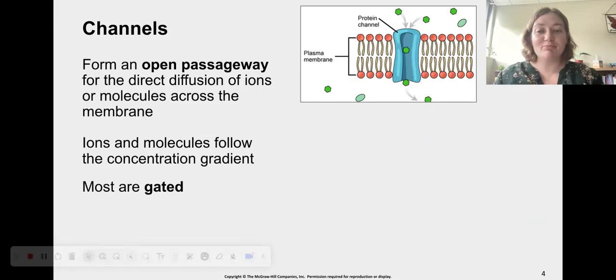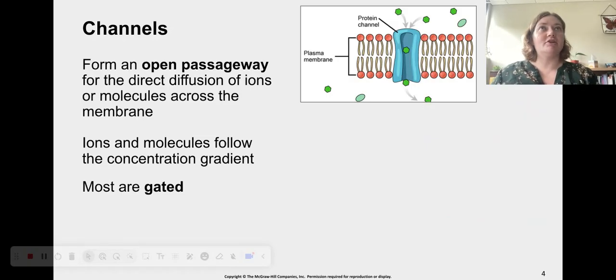All right, our channel proteins are basically a transmembrane protein that is almost always open or available. It's an open passageway. Right, we can see on this image here that the molecules are simply using it as a gate, using it as a passageway to get across that phospholipid bilayer. Right, and again, we're following the concentration gradient. We are going from areas of high concentration to areas of low concentration.